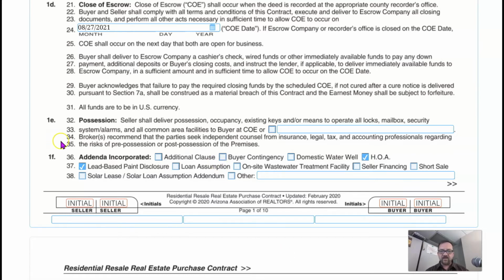And the contract right here, and this is like the first line where the brokers are recommending things. Brokers recommend that the parties seek independent counsel from insurance, legal, tax, and accounting professionals regarding the risk of pre-possession, where the buyer gets to move in earlier, or post-possession, where the seller gets to stay on the premises.